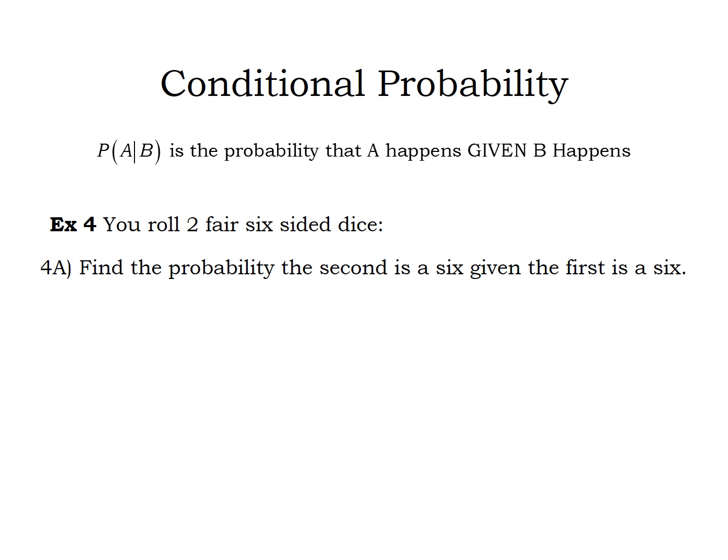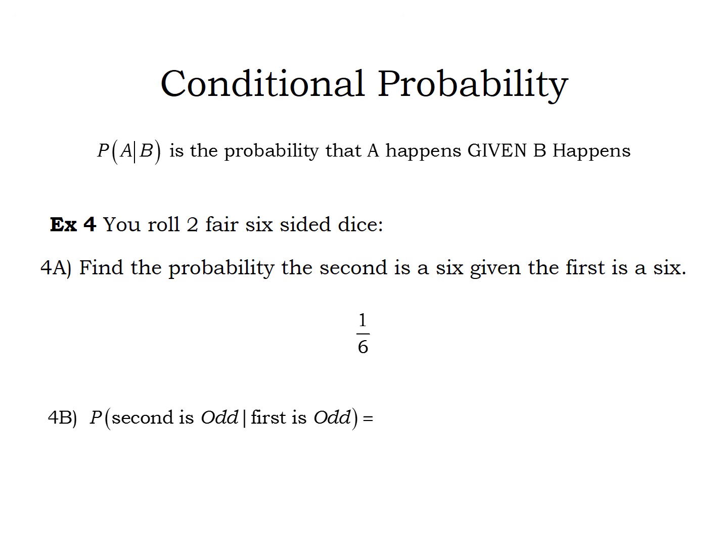Does that affect the probability of the second one being a 6? Does what happens on the first die in any way change the probability of the second die? And the answer is no. So the probability that the second die is a 6 given the first is a 6 is just 1/6. Because that is the probability that the second die would be a 6, period. Right? The fact that there's 2 dice here doesn't change anything for us.